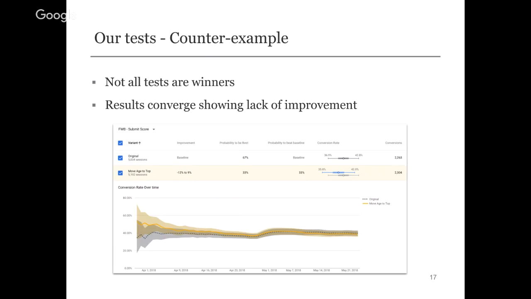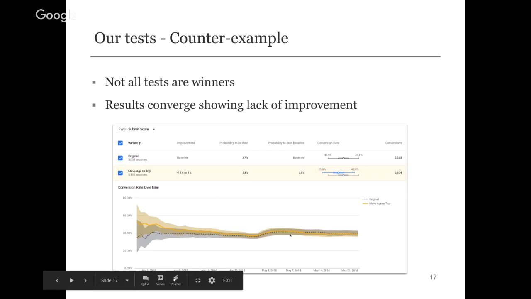So I want to show you what maybe not a winner looks like. This is a good example that shows you why you should not expect a clear winner. So hopefully you can see that the variant at the very beginning was trending as the probability to be the best. Then in the middle of our test, it actually switched over and the variant came out on top.